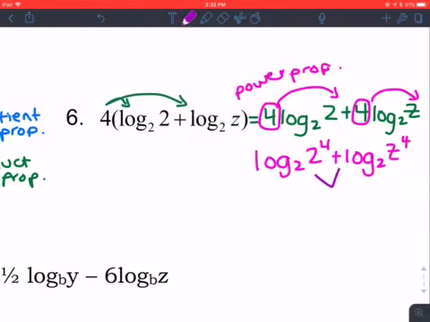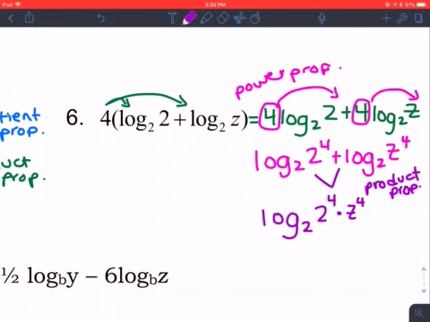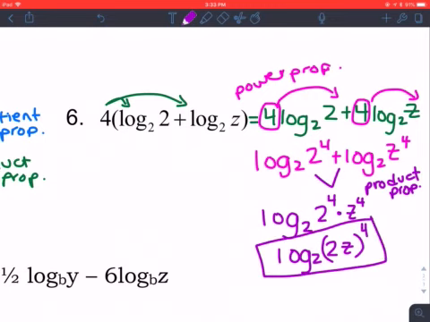And then we can combine these using our product property. Since it's addition, we combine this into a single log, and we're going to multiply our arguments. Now you can leave it like this, or we can write it as 2 times z with parentheses to the 4th power, since they're both being raised to the 4th power. We have a single log, no coefficient, so we know we're finished.